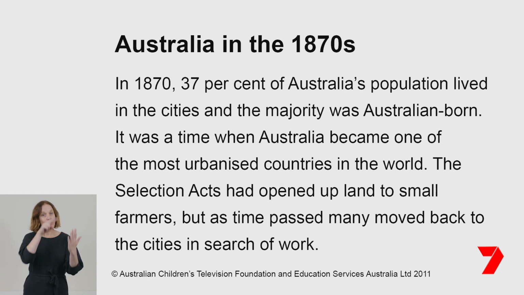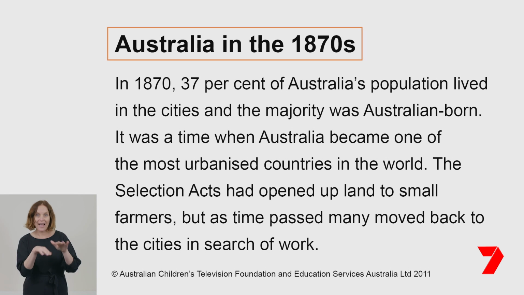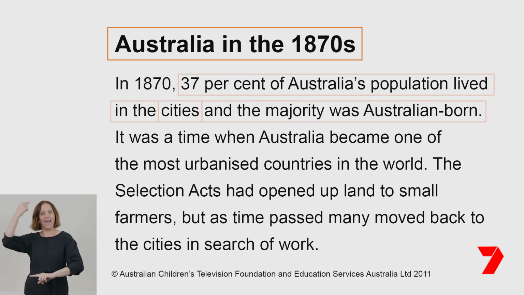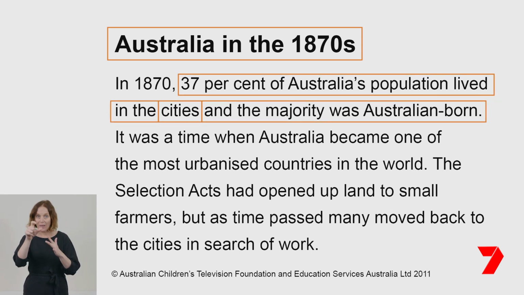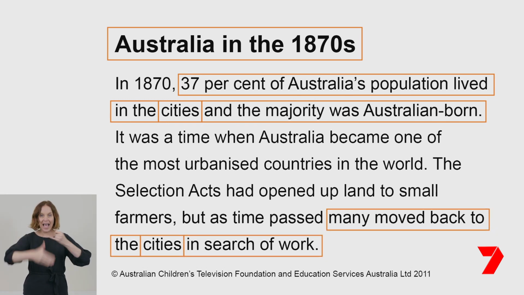Now, let's read the title. Australia in the 1870s. Well, now I know the time frame. Let's read the topic sentence. In 1870, 37% of Australia's population lived in the cities and the majority was Australian born. So this sentence is about over a third of Australians living in cities. If I then look at my last sentence, it says that many people move back to the cities in search of work. Are you starting to work out the main idea?